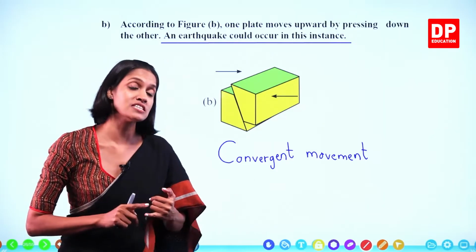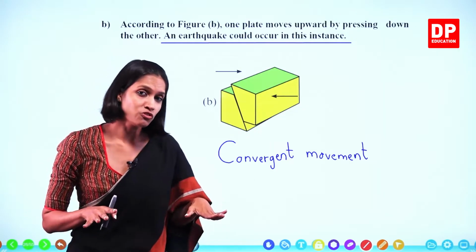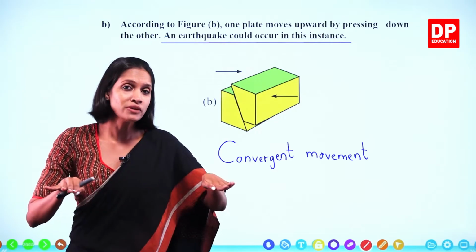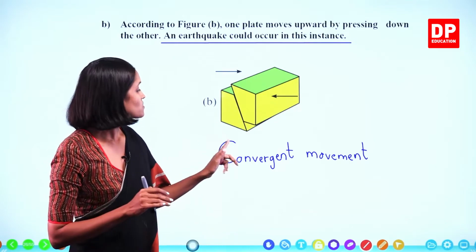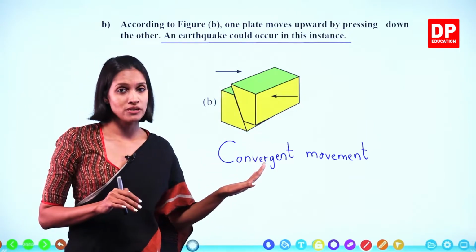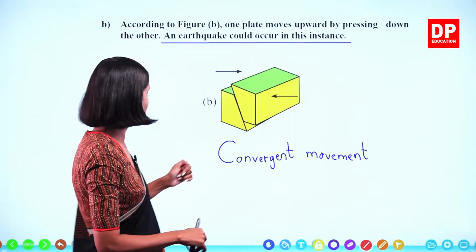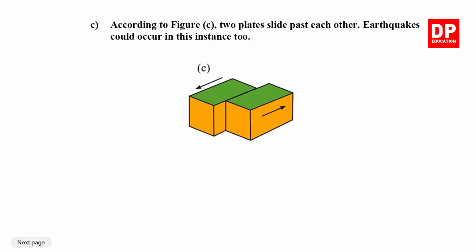Now what is the first instance? Divergent movement. Second one, divergent movement means move away from each other. Next one, convergent movement, which means moving towards each other. What is the third one? Let's say, right, the third way is according to figure C.